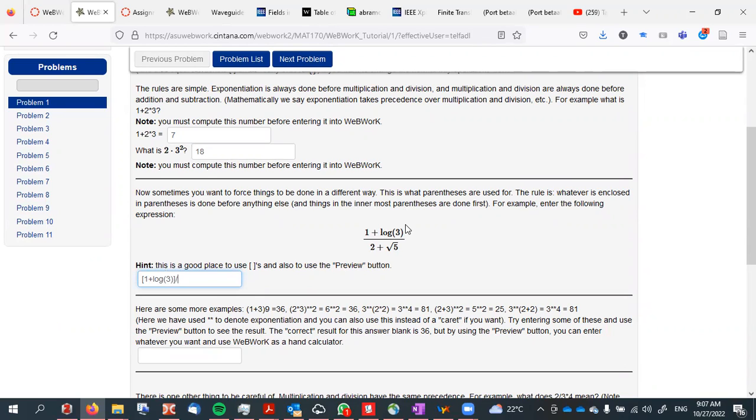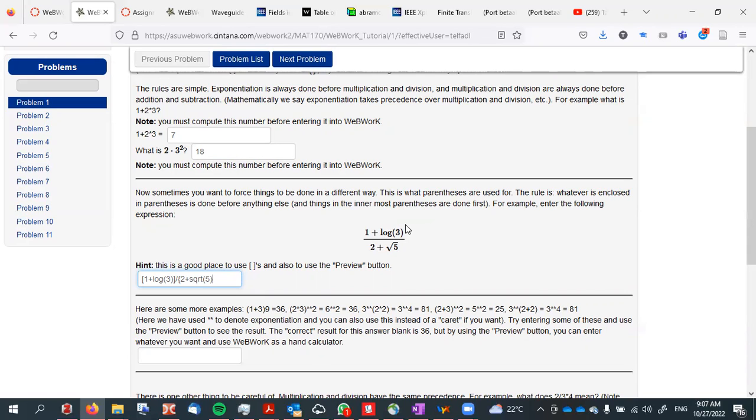We can use either square brackets or any other brackets. Like I'm going to use curly brackets for the numerator, 2 plus, and for the square root of 5, we have a function called square root, sqrt, of 5, sorry.